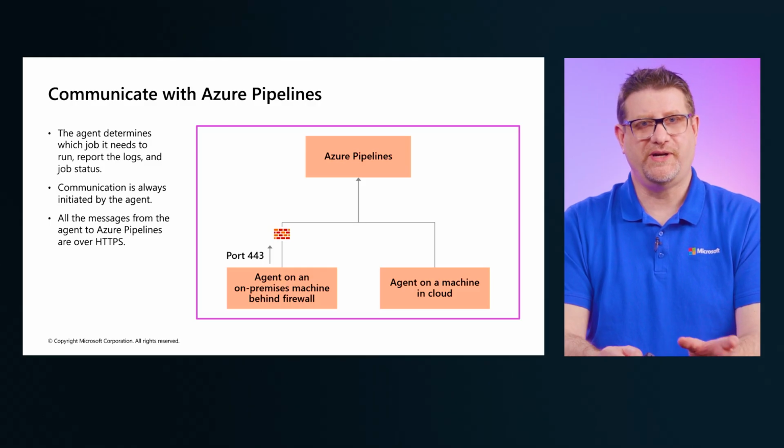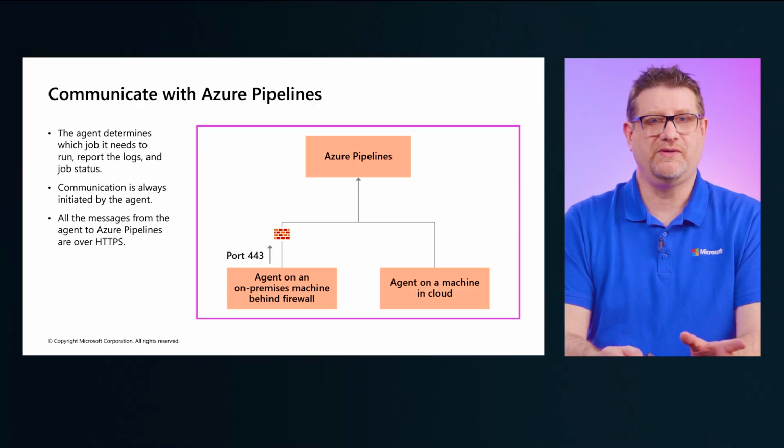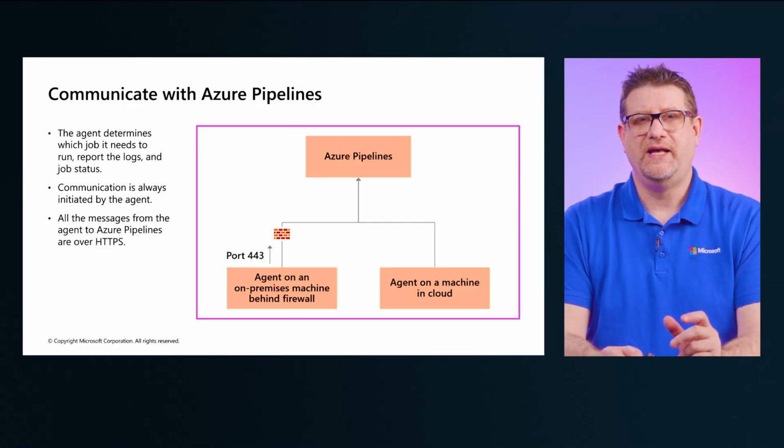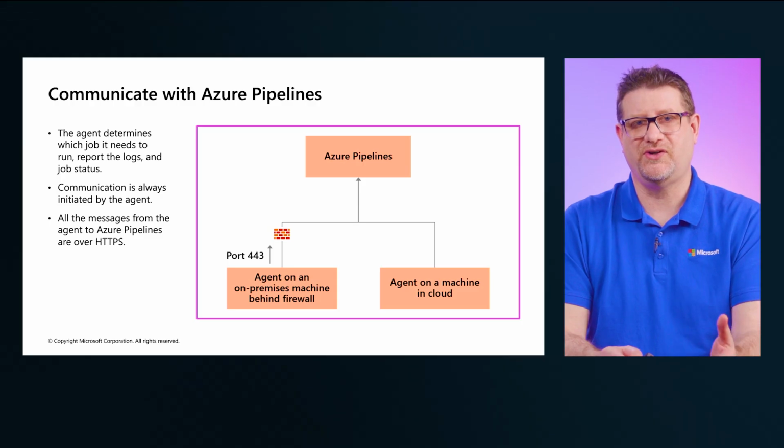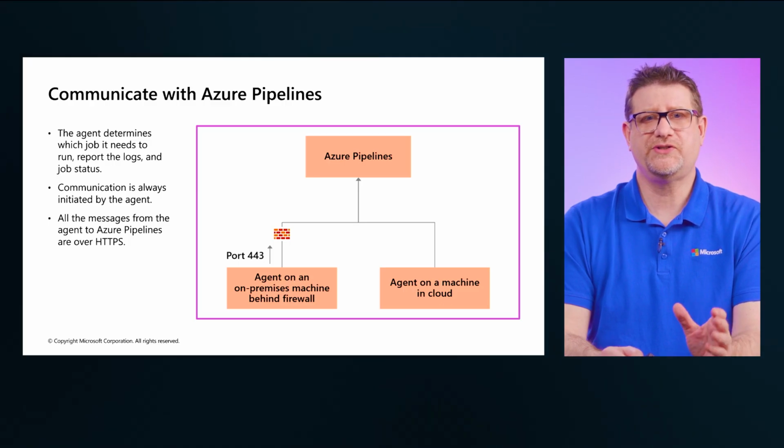When working with Azure Pipelines, communication between the agent and the Azure pipeline is essential for running jobs, reporting logs, and updating the job status. The agent is a piece of software installed on a machine, either on-premises or in the cloud, that initiates all the communication with Azure Pipelines. This means that the agent reaches out to the pipelines, not the other way around. This ensures a secure and controlled connection.